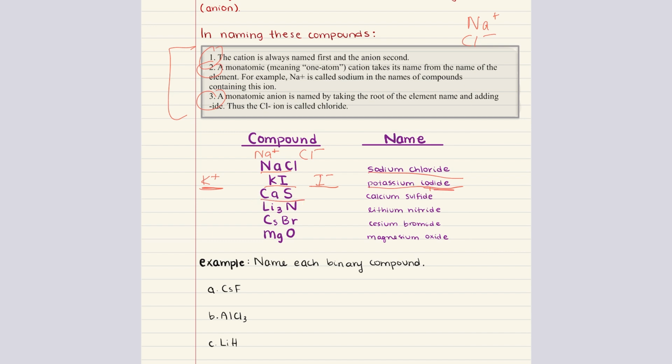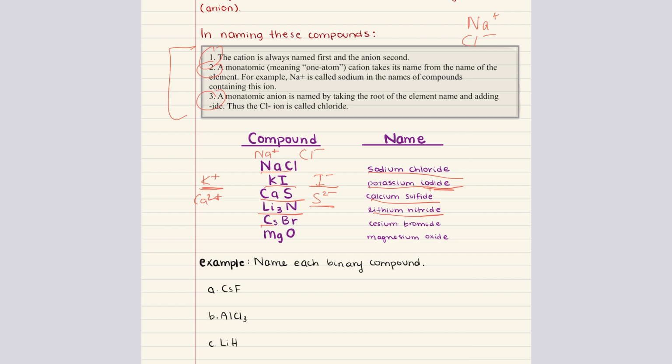Then we have CaS, this is calcium sulfide, where calcium Ca2+ and sulfide S2- form this ionic compound. Remember, we don't call it sulfur in the name. Instead, we replace the ending with -ide for the anion, so sulfide. Then we have Li3N. This is lithium nitride. Lithium is the cation. Nitrogen is the anion, but we replace the ending with -ide. So the name is lithium nitride.